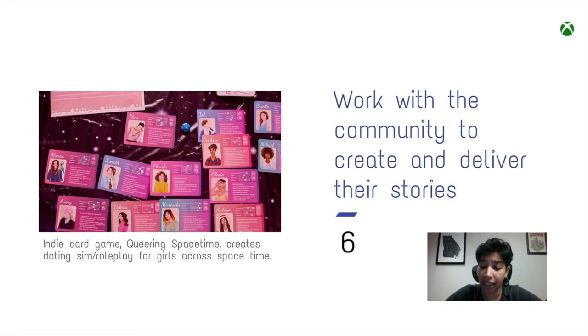A sixth point, and a very crucial point, is to work with the community that you are representing. Now, here's a game called Queering Space-Time, which is about dating simulations and a role play for girls to meet across space-time. It is for the queer community, but it is also based on several profiles from the community, and that's an example of how you get a lot more representation of real life experiences, but also in the process you involve the community in the creative process, right?